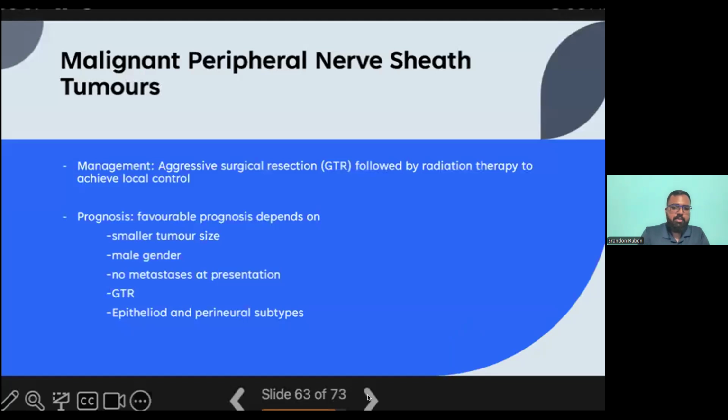Management of these tumors is aggressive surgical resection, followed by radiation therapy to achieve local control. Prognosis is generally unfavorable, but it depends on factors such as small tumor size, male gender, no metastases at presentation, gross total resection, and epithelioid and perineural subtypes.